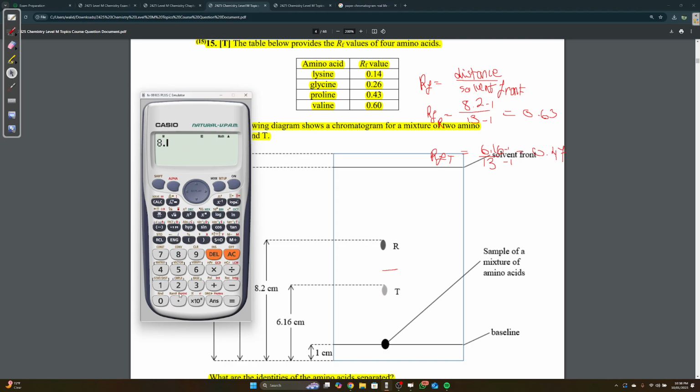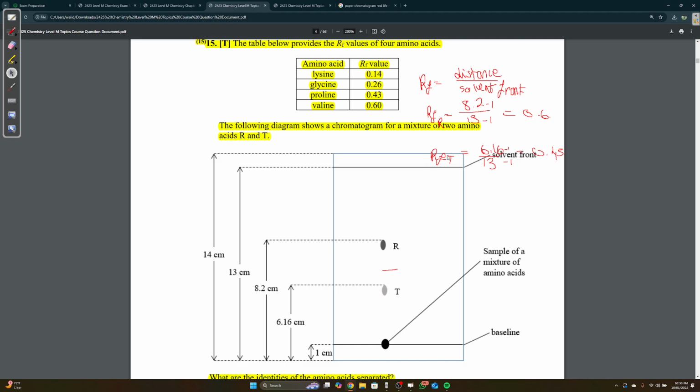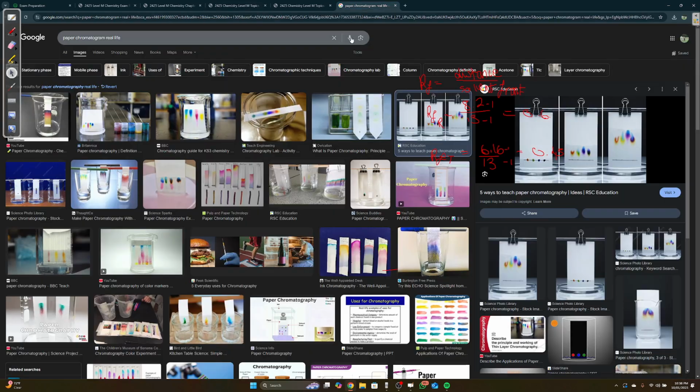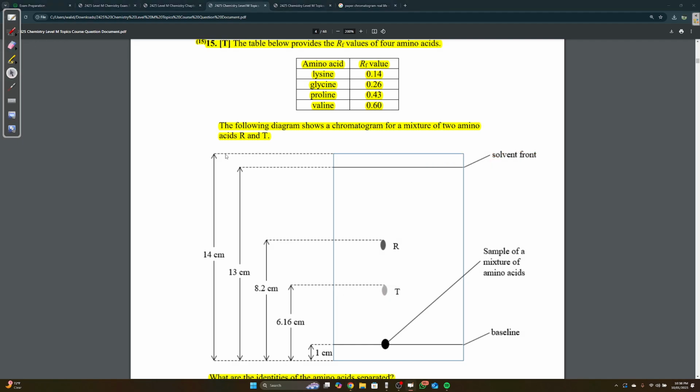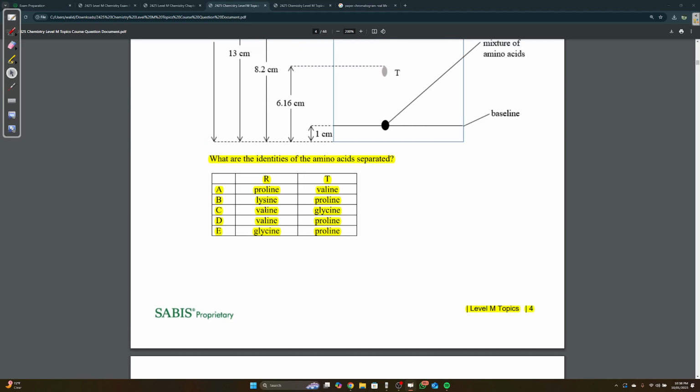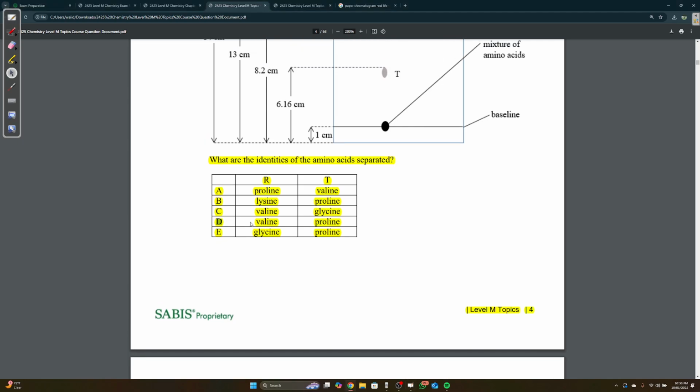Let's see. If this was multiple choice, it wouldn't matter because 0.63, it's close to valine, right? Divided by, just say 12, 0.6, so it should be 0.6. And the other one, I'm just gonna divide it by 12, 0.43. So obviously they're close to the ones in the tables. If it was written, it would be wrong, okay? Obviously, so R would be valine and T would be proline. Yeah, okay. So the answer would be R we said was valine, T would be proline, so D would be the answer.